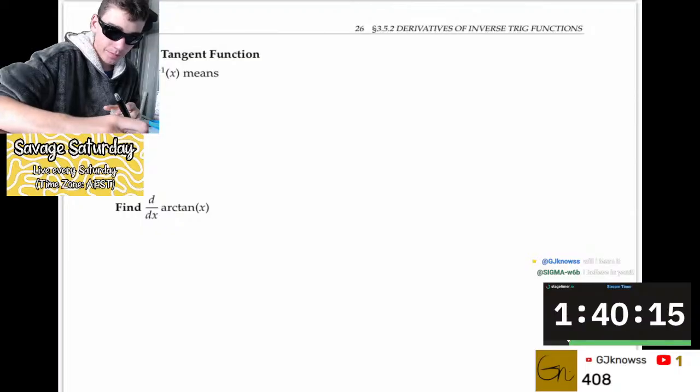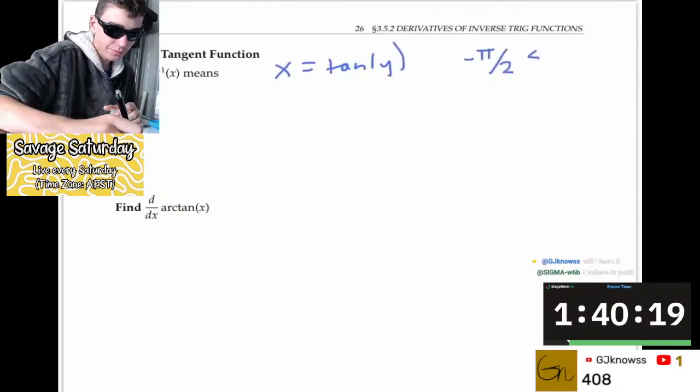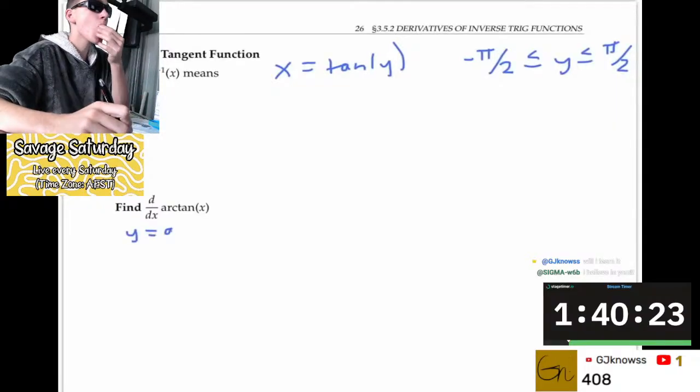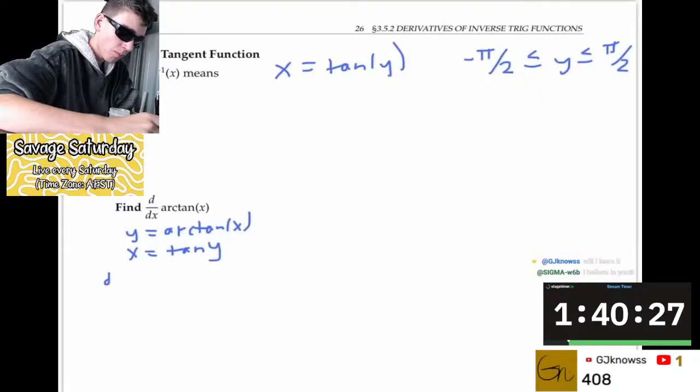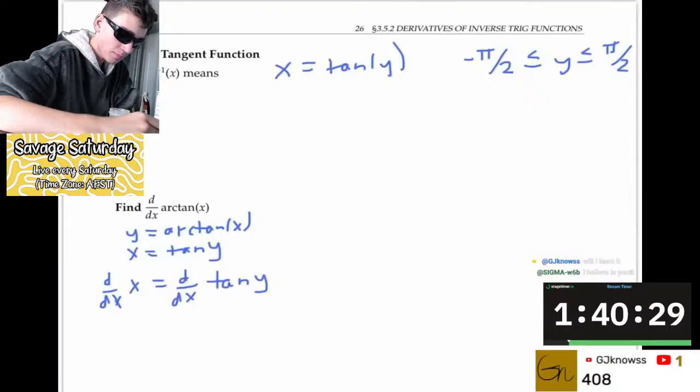Y equals inverse tangent of x means that x is tangent of y, and the convention is that y is supposed to lie between negative pi over 2 and pi over 2. Proceeding as before, we write y equals arctan of x, and x equals tan of y. Take the derivative of both sides. So we get 1 equals secant squared of y dy dx.